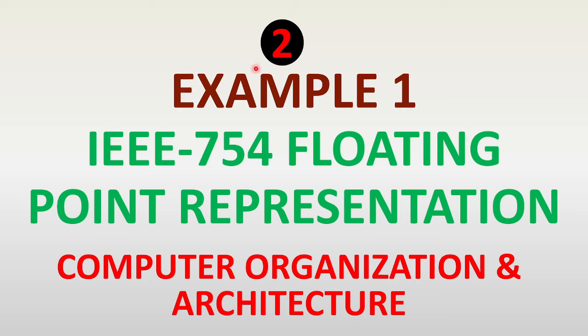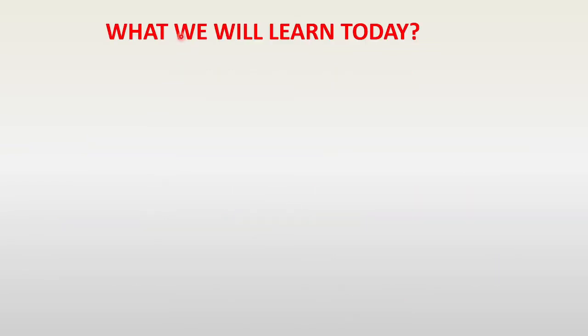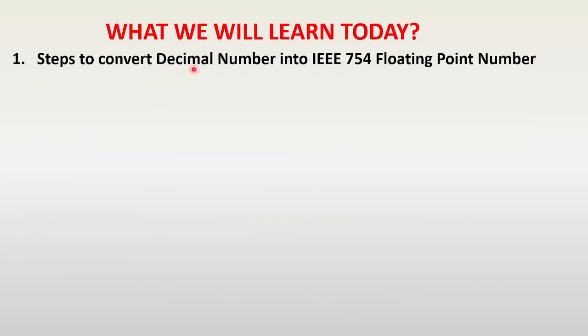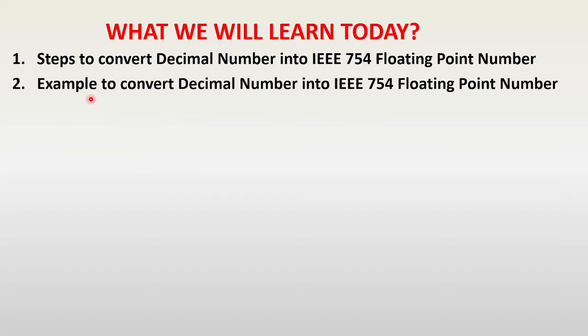Hello everyone. Today we are going to learn about example 1 on IEEE 754 floating point representation under computer organization and architecture. So what we will learn today: steps to convert a decimal number into an IEEE 754 floating point number, and then we'll see one example on how to convert a decimal number into an IEEE 754 floating point number.